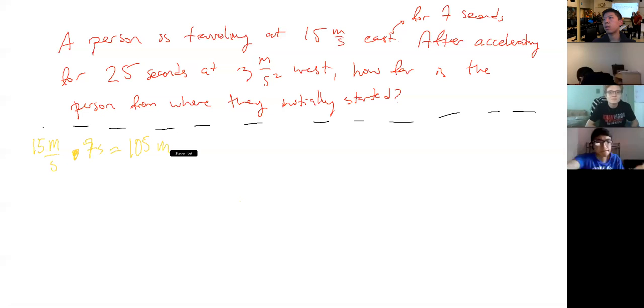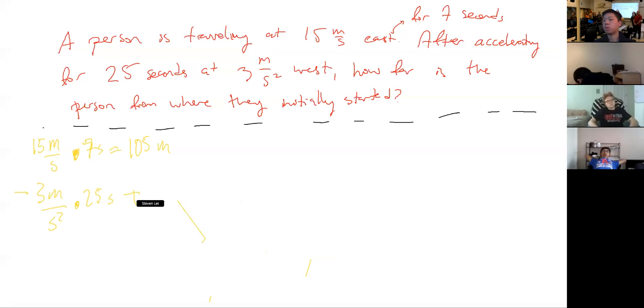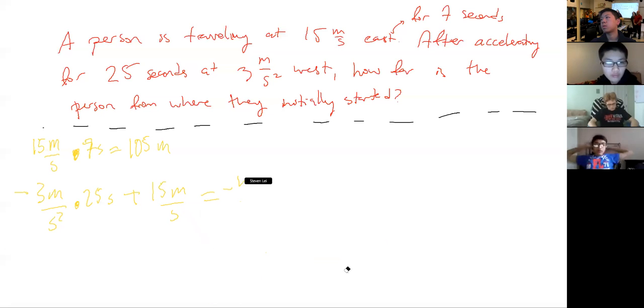Then you want to find the second part. The acceleration was 3 meters per second squared, and then you multiply that by 25 seconds. Also, 3 is negative because you're moving in a west direction, and you want to add that to your initial velocity, which was 15 meters per second, right? And that would give you negative 45 meters per second.